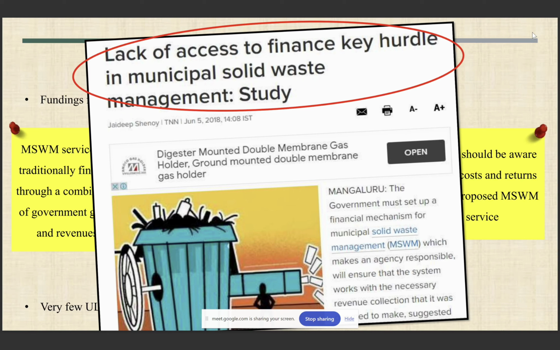So money is required. Sometimes the local municipality of that area does not have that much fund. Also, it has previously been seen that with public and private partnership, there is better and more efficient working of these facilities. This is a clip that says that lack of access to finance is a key hurdle in municipal solid waste management. So there should be proper financing for these facilities to work.